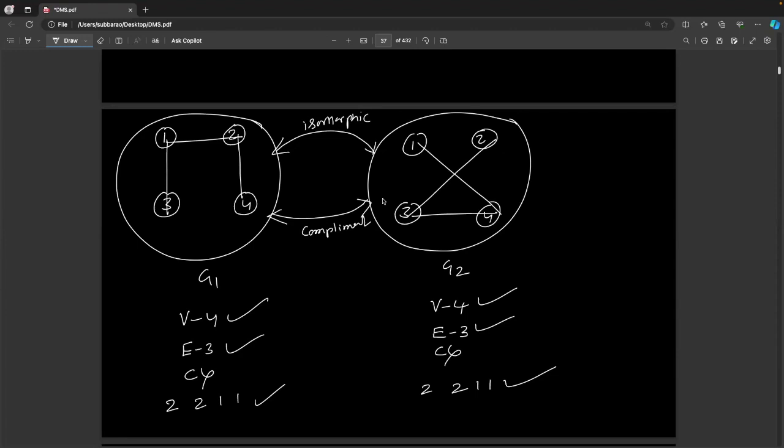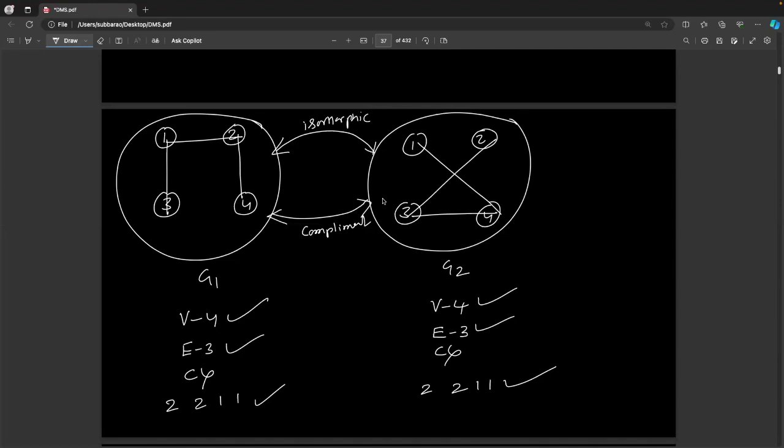See the complement. The vertices are the same. See the edges. The 1, 3 edge is there in the first one, but the 1, 3 edge is not there in the second one. Next, the 1, 2 edge is there in the first one, but not in the second one. Whatever the left side has, the right side doesn't have. The left side's crossing edges are not there, and the right side's crossing edges are present. They are complements of each other also.